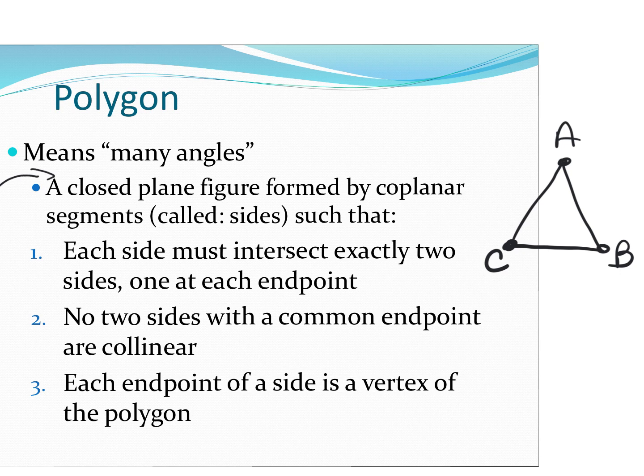The second characteristic says no two sides with a common endpoint are collinear. So in other words, you can't have additional points on the side of your figure. So you can't have a bunch of points that are collinear. And then each side must intersect exactly two sides, one at each endpoint.